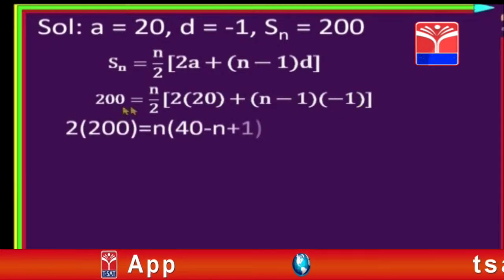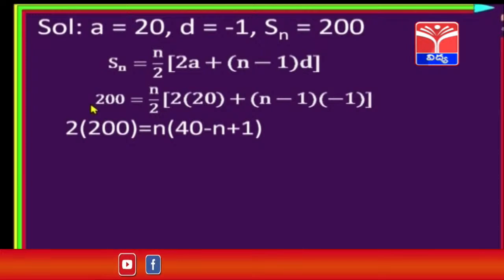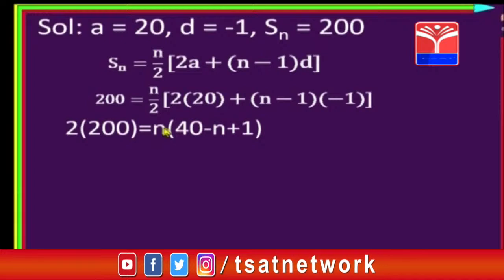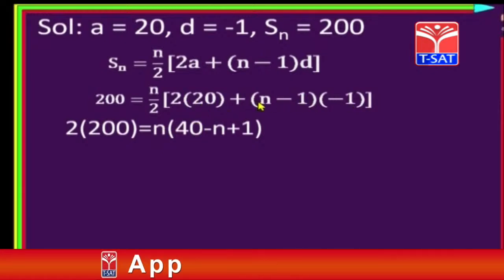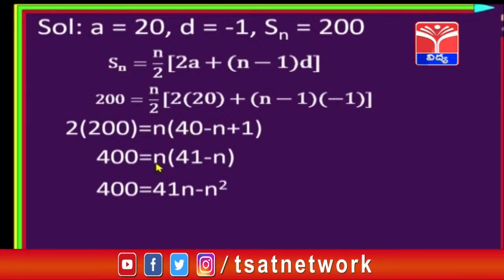Next, in the denominator we have 2, bring it to the left hand side, it multiplies 200. So 2 into 200 is equal to n. Here we have n, 2 into 20 becomes 40, and minus 1 into n, that is minus n, minus 1 into minus 1 becomes plus 1. Now 2 into 200 is 400, n into 40 plus 1, that is 41 minus n. Next, plus, minus into minus, n into n, n square.